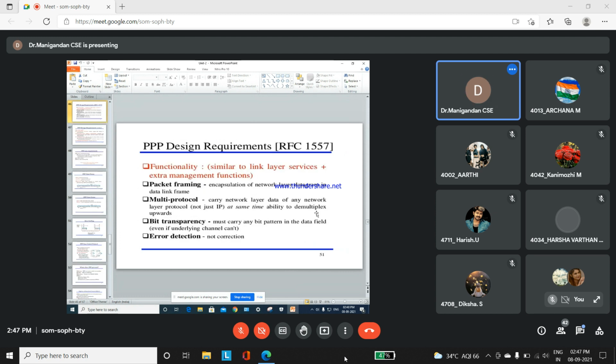Next, point to point design requirements. What are the requirements for processing the point to point protocol? First, the functionality is similar to link layer services plus extra management functions. Extra management functions means what the main source is to connect between the sender and receiver, and what extra features we need to connect from source to destination. That is the functionality of providing the point to point service. Packet framing: packet framing means encapsulating the network layer datagram.